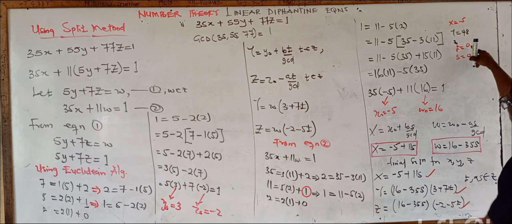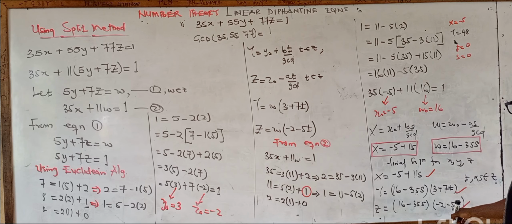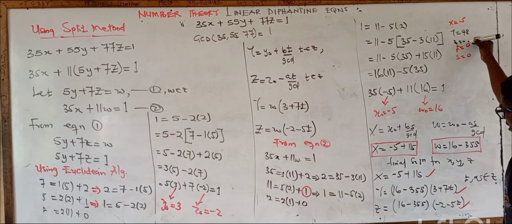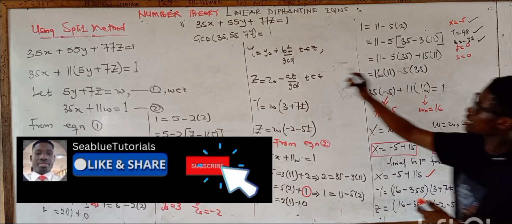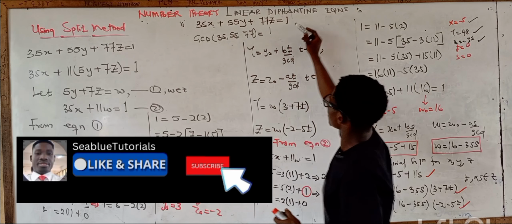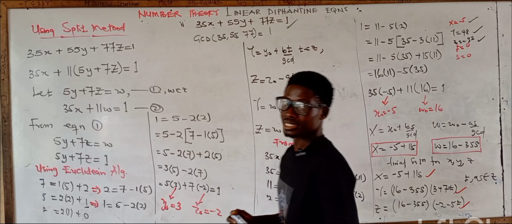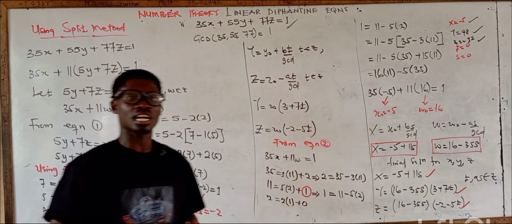Now z, if s is equal to 0, t is equal to 0, we are going to have this to be 0, this to be 0. Negative 2 times 16 will give us negative 32. Minus 32. When you plug it into this equation, you are actually going to get 1. This means that our solution is actually true.